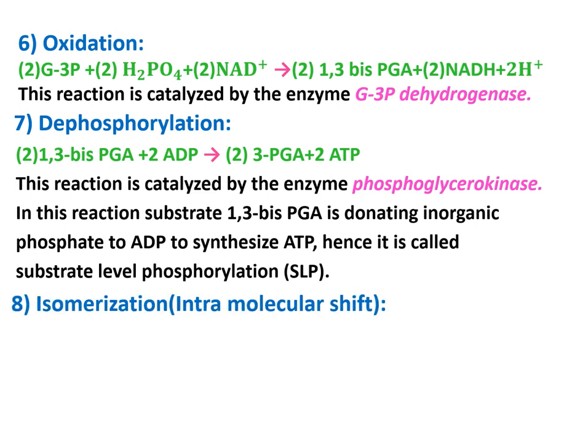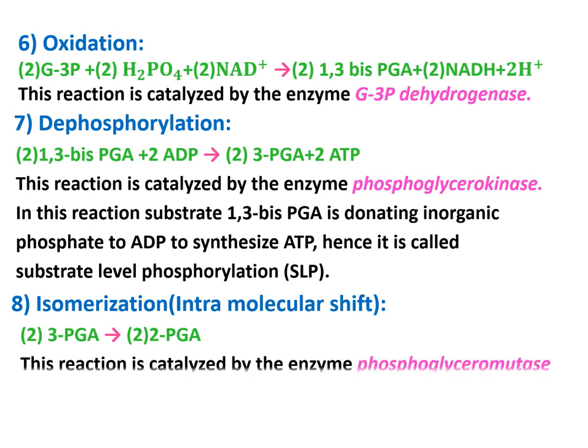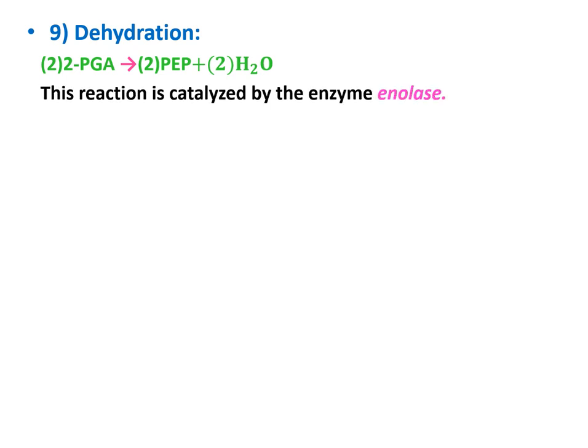Eighth step, isomerization or intramolecular shift. In this, the phosphate shifts from the third carbon of PGA to the second carbon of PGA. This reaction is catalyzed by the enzyme phosphoglyceromutase. Ninth step, dehydration. Removal of water from 2-PGA to form phosphoenol pyruvic acid. This reaction is catalyzed by the enzyme enolase.